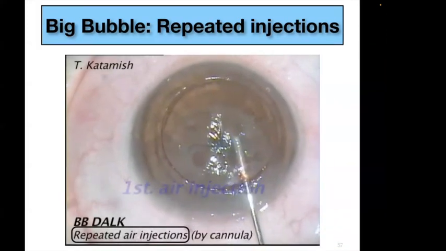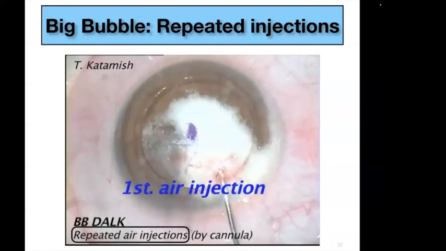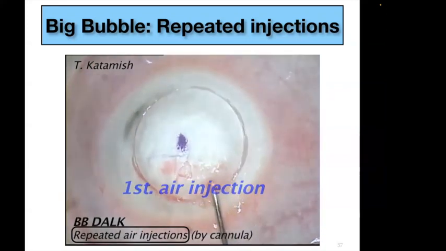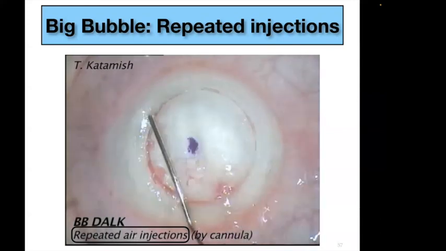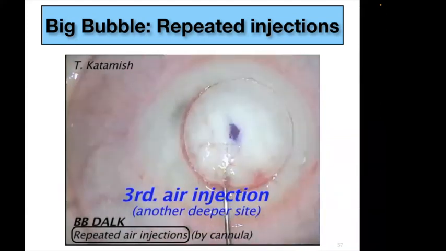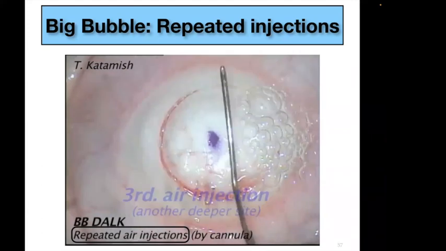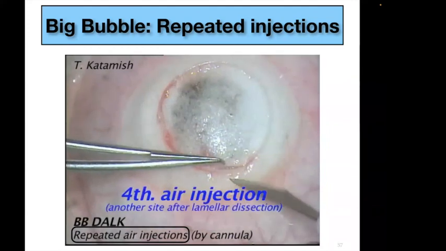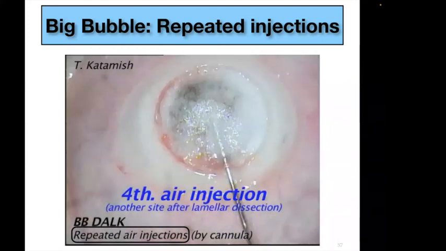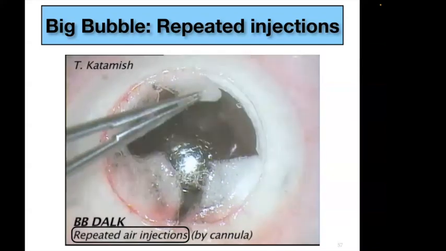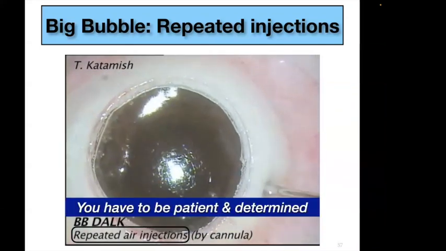This is the first injection. You have nothing more than stromal emphysema. You go again to the same side, injecting again, more emphysema, tension is still soft. You see, tension is still soft. You make a third site, which is deeper, injecting another time, but again you have more emphysema. You make a lamellar dissection and inject for the fourth time. Watch carefully this time. When you inject now, the bubble will form. Look, the bubble has formed now, as you see, and I have continued the case as DALK. So you have to be patient and determined, and don't lose hope of obtaining the bubble.